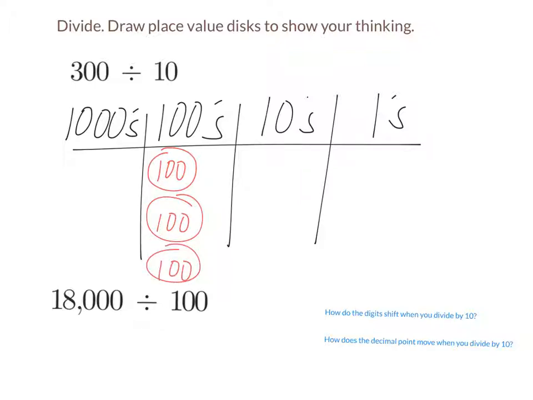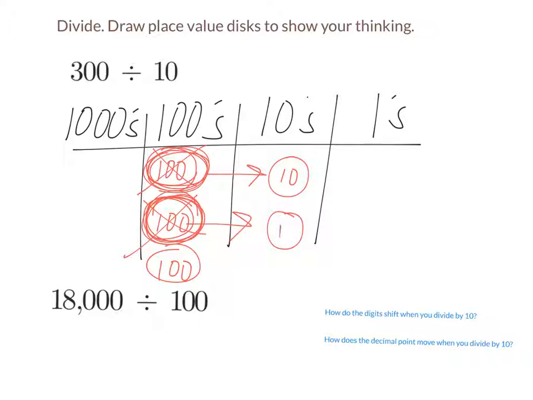Yes? Okay. Now when I divide this first 100 disc by 10, what's 100 divided by 10? 10. So it becomes a 10 disc. Yeah. What about this 100? When I divide this 100 by 10, what do I get? 10? Okay, so that one becomes a 10 disc too. And I have one more 100. When I divide this 100 by 10, what do I get? 10.